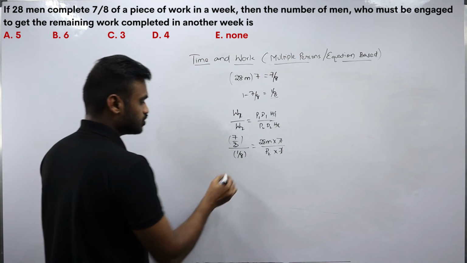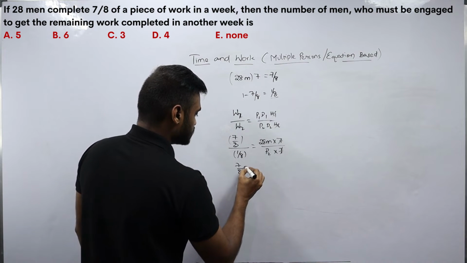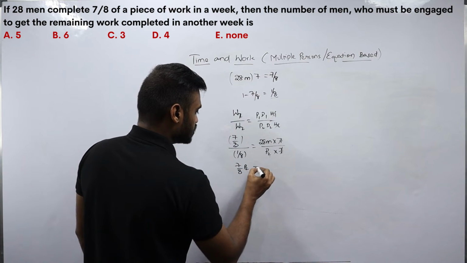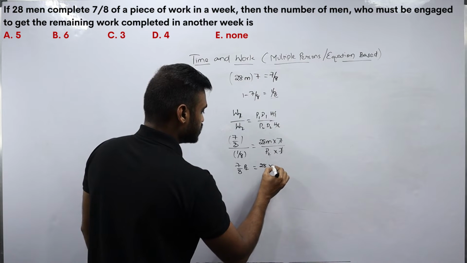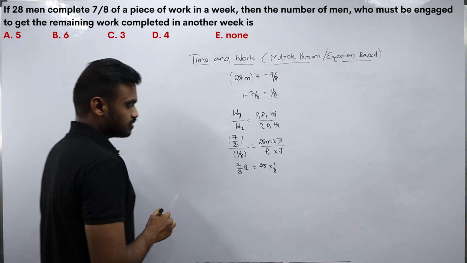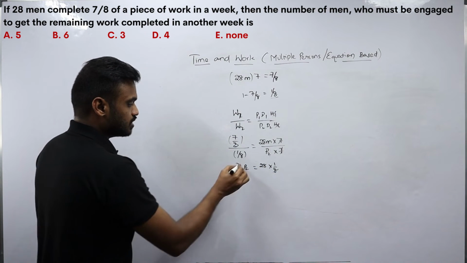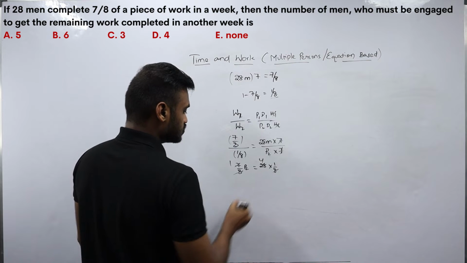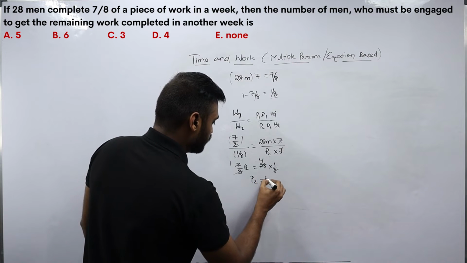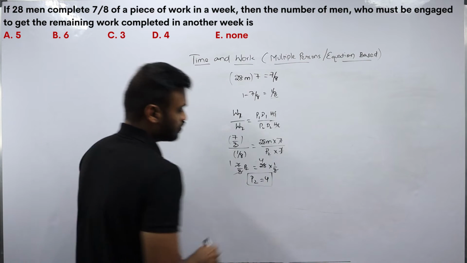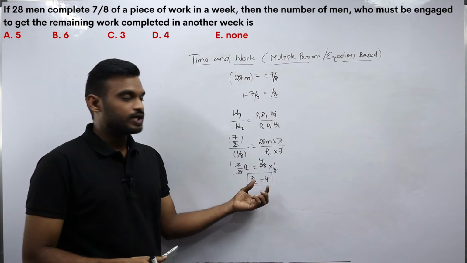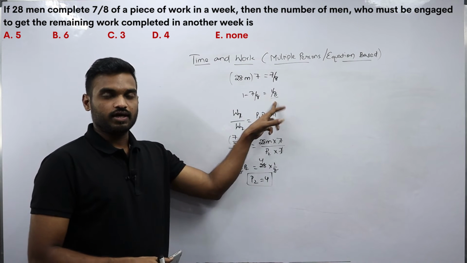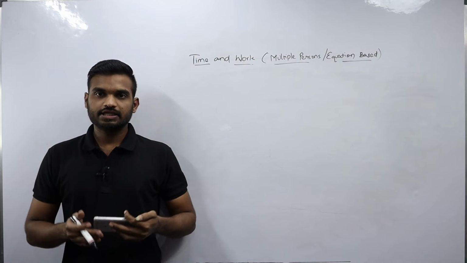So if I send this P2 across, I will get 7 by 8 into P2 equal to 28 into 1 by 8. I will cancel 8 and 8 here. 7 ones are 7, 7 fours are 28. So P2 equal to 4 men. Then 4 persons are required to complete this 1 by 8 part of the work in 7 days. Now let's see the third problem.